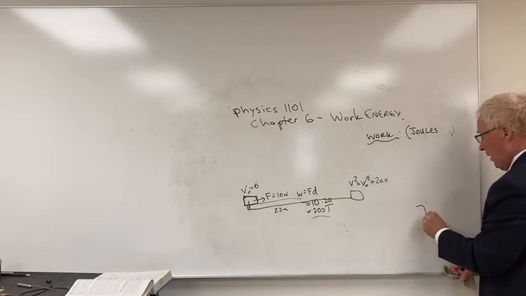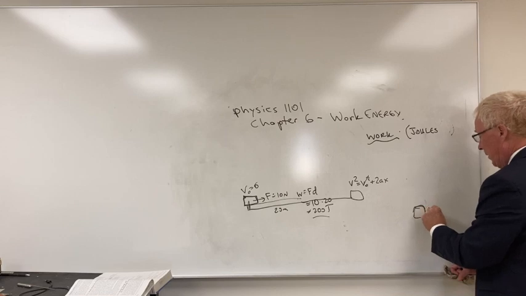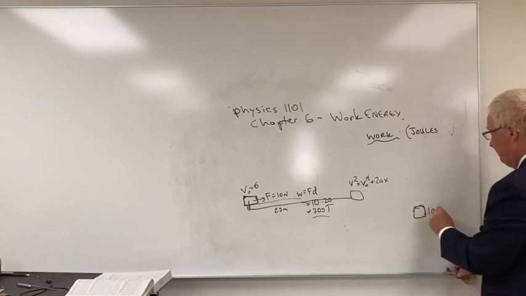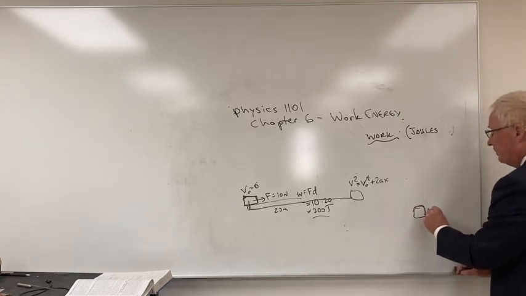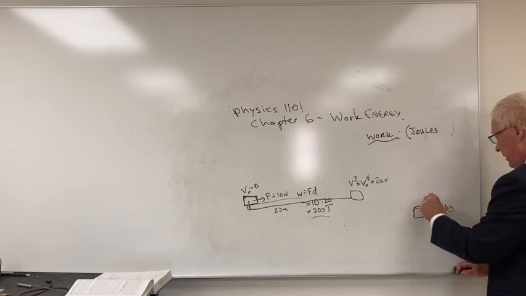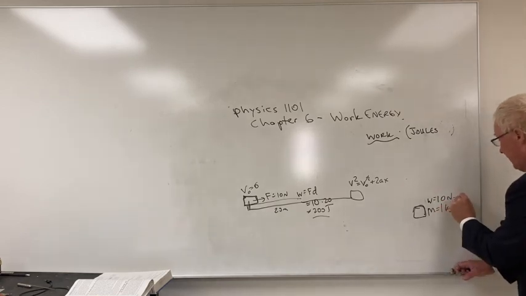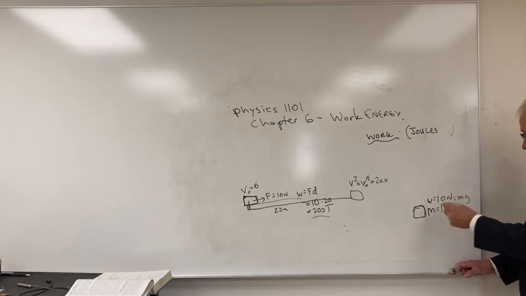Now if we lift the block, we'll get back to this one a little bit. Say we have a block of mass 1 kilogram, then its weight is approximately 10 newtons, because weight is m times g, and g is approximately 10 meters per second squared.